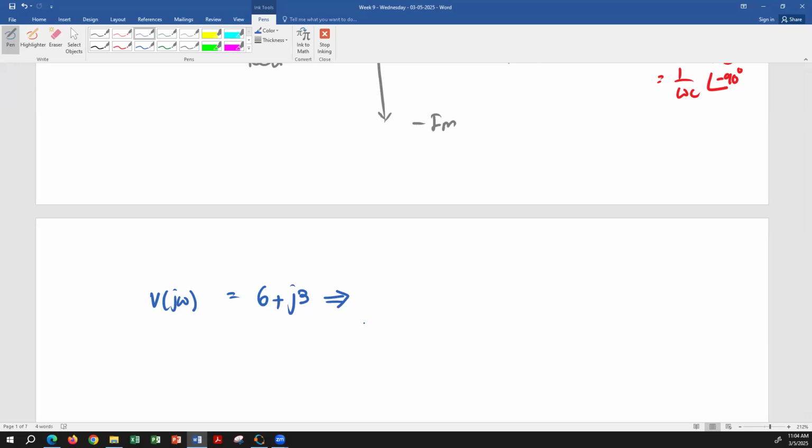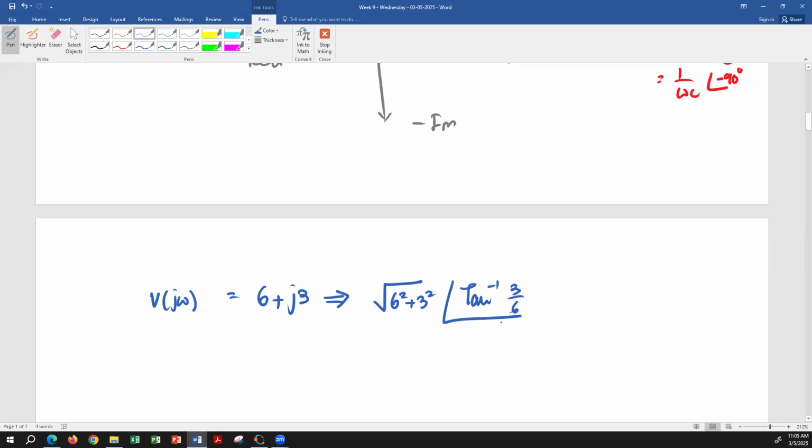Okay, so a square plus b square. What is a in here and what is b in here? All right, so magnitude is going to be 6 square plus 3 square. And what will be the phase? How do you calculate phase? Tangent inverse of y over x, 3 over 6. Very good. That's going to be the polar form.